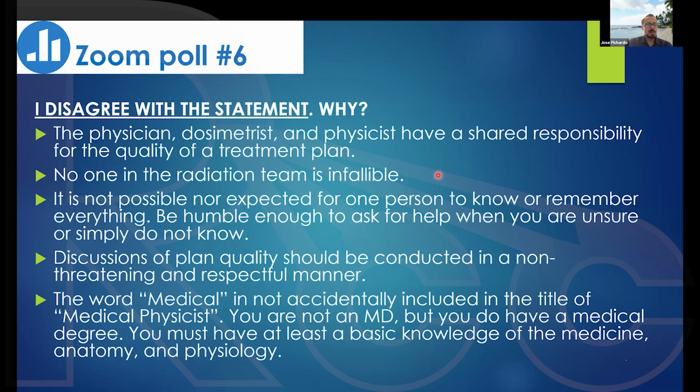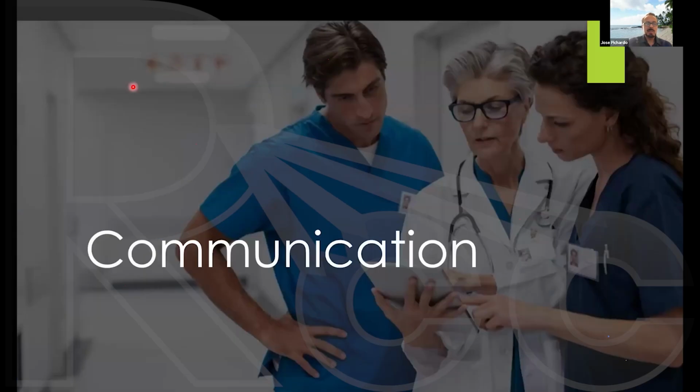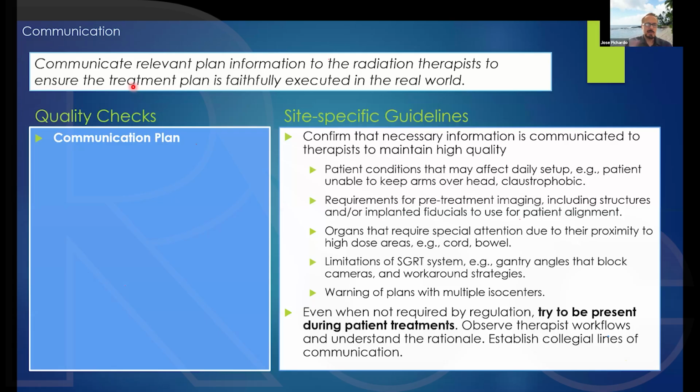The word medical is not accidentally included in the title of your degree, right? You're a medical physicist. You are not an MD. Obviously, we've had different training, but you do have a medical degree. It says medical on it. What does this mean? You must have at least basic knowledge of medicine, anatomy, and physiology. And if you look at the courses that you have taken, you took courses on radiation biology, human anatomy, and physiology. That wasn't accidental.